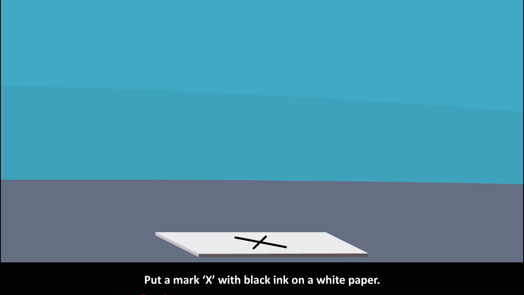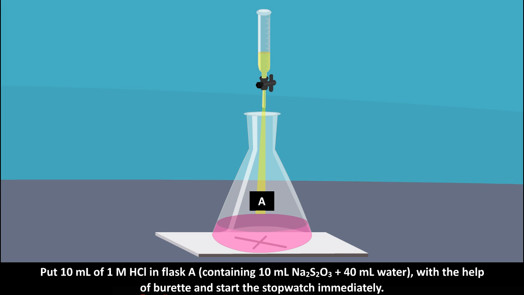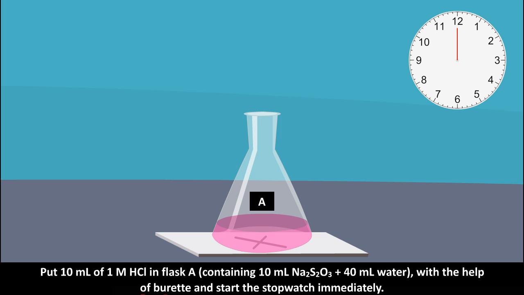Put a mark X with black ink on a white paper. Place flask A on the paper with cross mark. Put 10 ml of 1 M HCl in flask A containing 10 ml 0.1 M Na2S2O3 plus 40 ml water with the help of a burette, and start the stopwatch immediately.